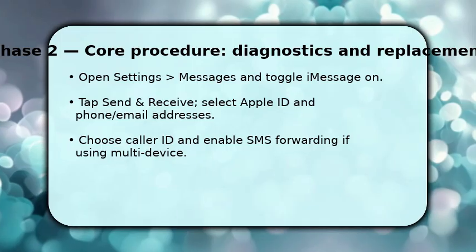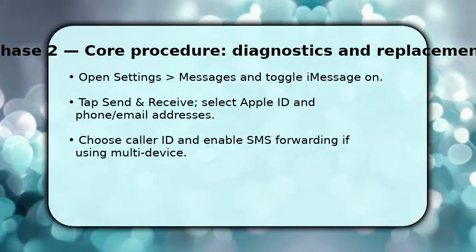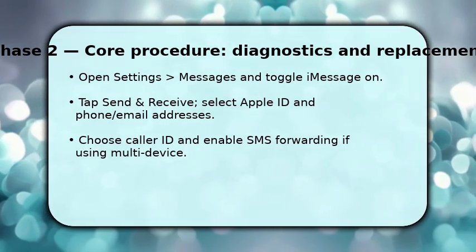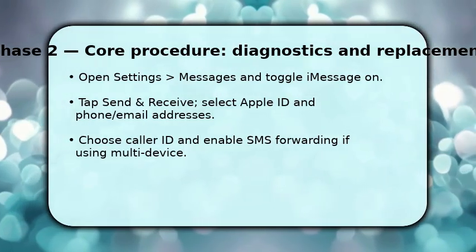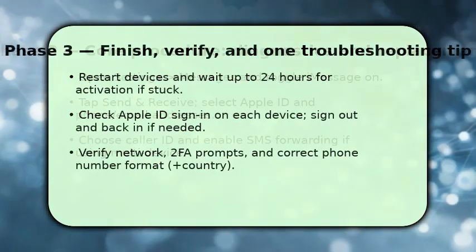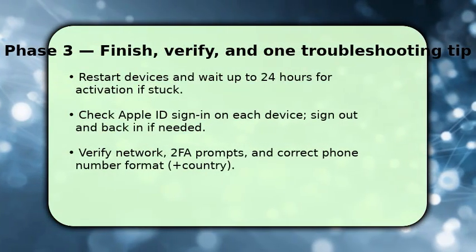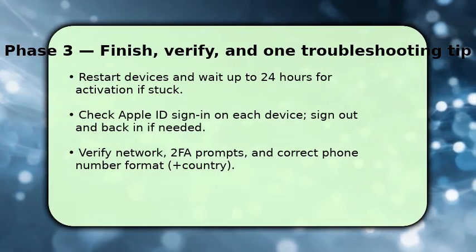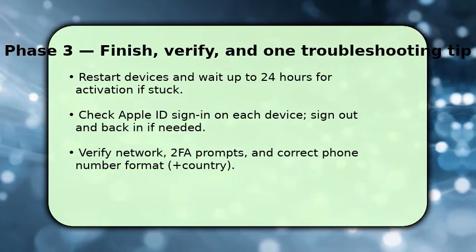If you use multiple devices, enable text message forwarding on your iPhone so SMS can reach Macs and iPads. This keeps conversations unified across devices. To finish, restart your devices and confirm Messages shows your chosen addresses under Send and Receive. Activation can sometimes take up to 24 hours.